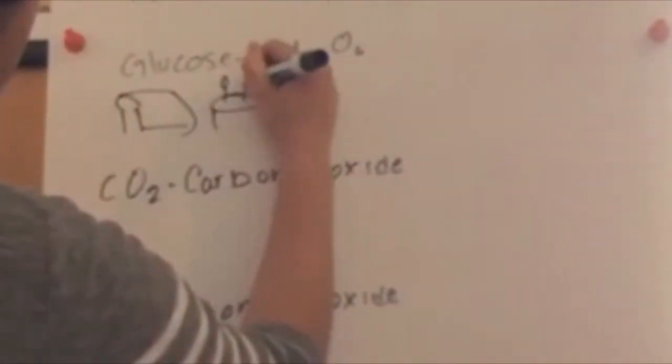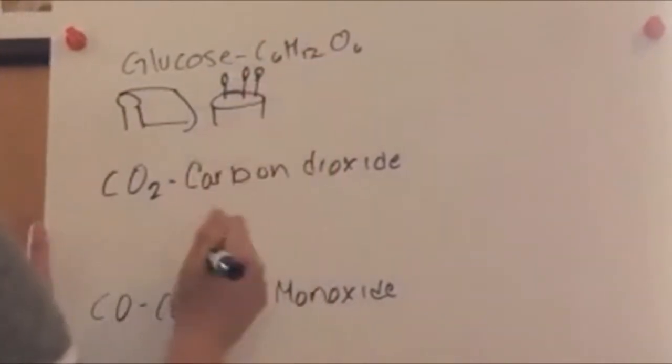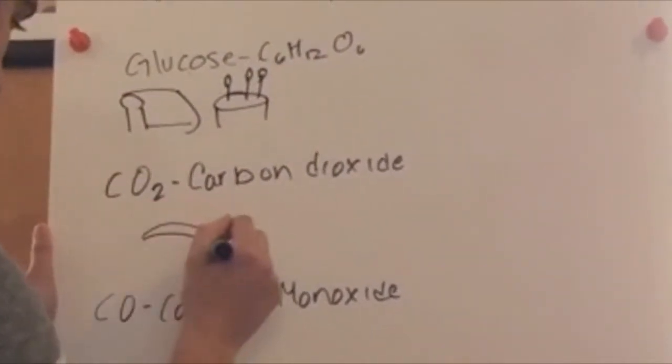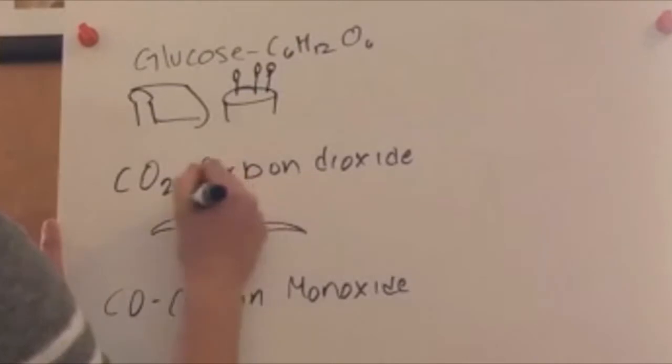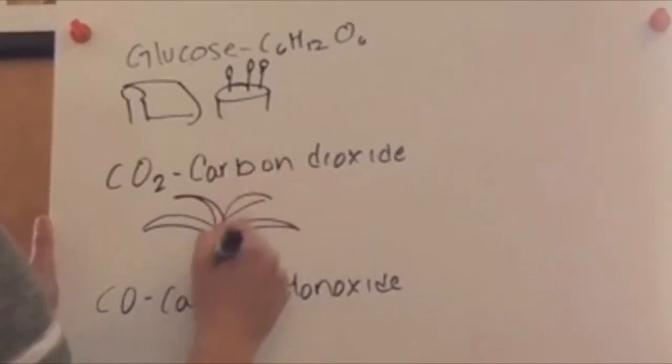The common compounds are glucose, C6H12O6, which can be found in bread or cake, and carbon dioxide, CO2, which is what plants need, and CO, carbon monoxide, which is extremely dangerous.